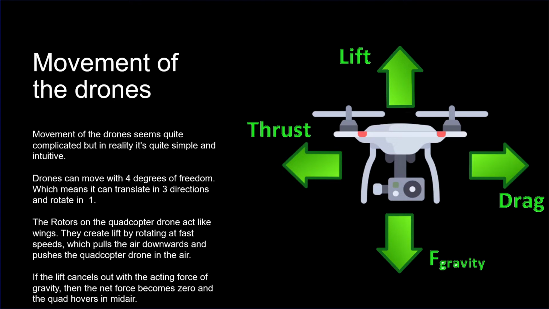Force of gravity is the force that pulls it down. Thrust means moving forward, and drag is the resistance that the drone faces while moving forward.